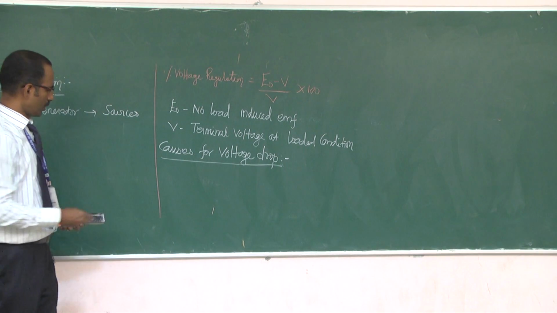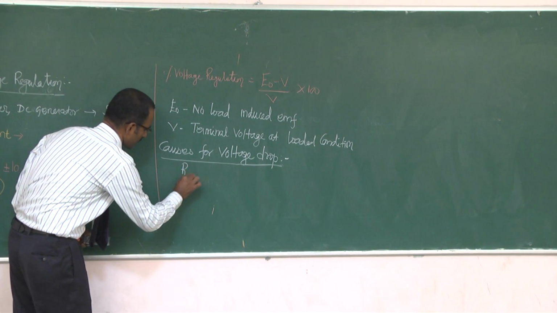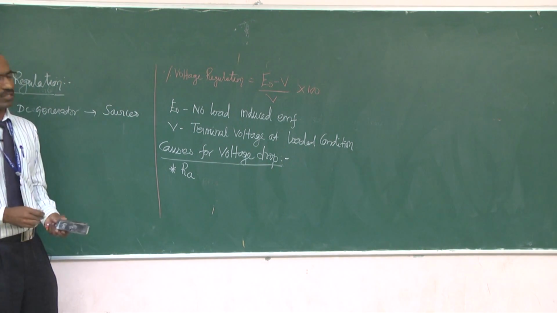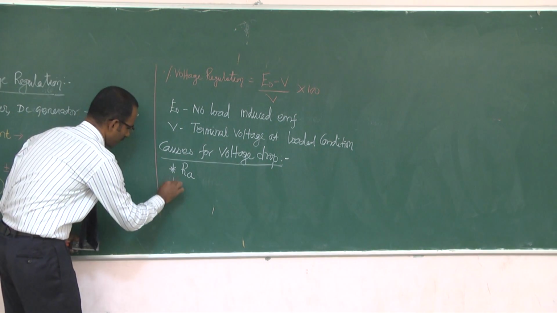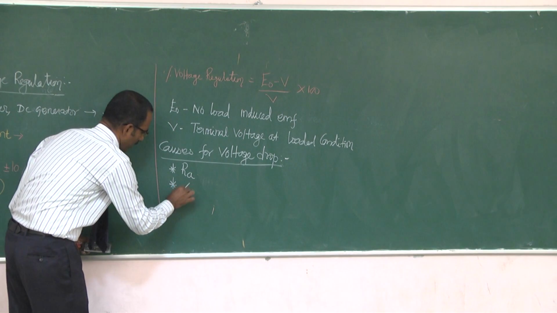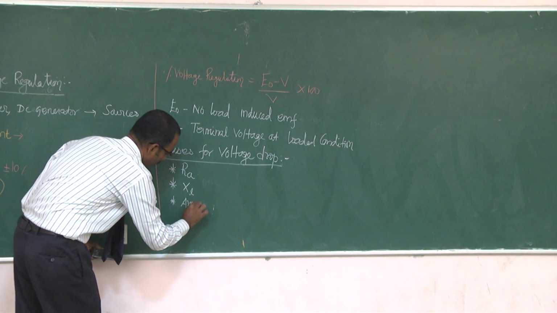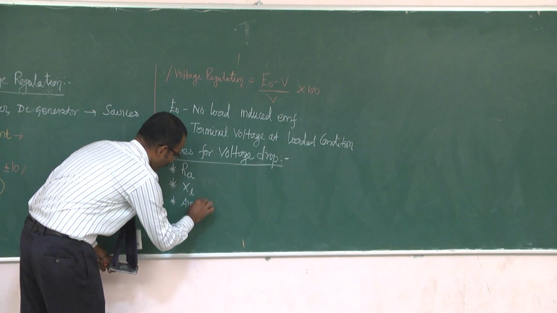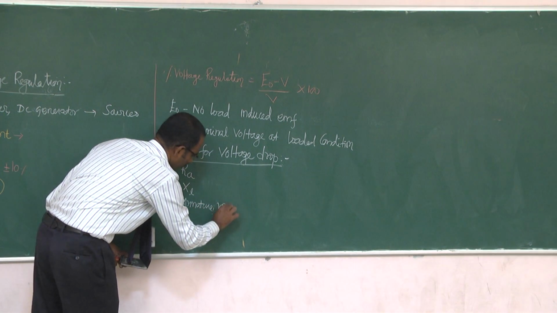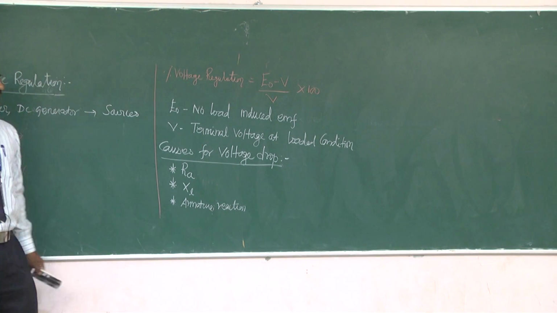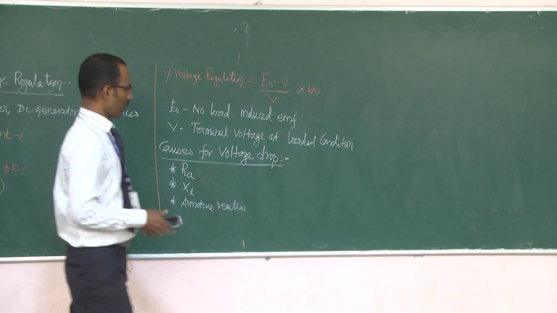First one, the armature resistance in the stator side. This Ra is the most important factor. Next one, the leakage reactance. The last one is due to armature reaction also. There will be a voltage drop in our circuit or in our load.